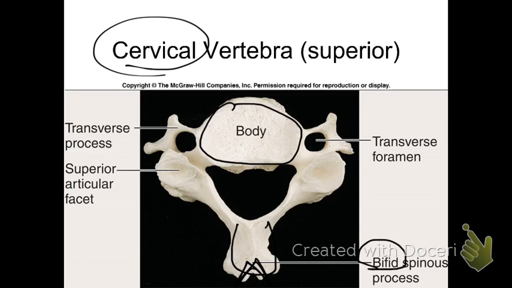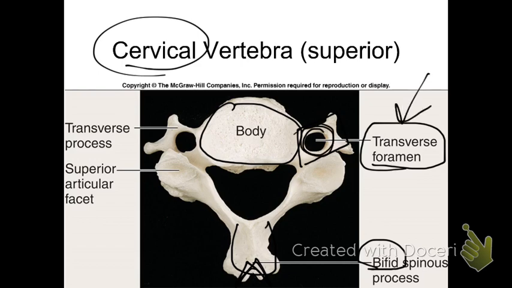There are still transverse processes, but they're not quite as distinctive. But most telling is this transverse foramen. You will only find transverse foramina in cervical vertebra. So write that down as the most distinctive difference between cervical vertebra and others is the presence of these additional transverse foramina.